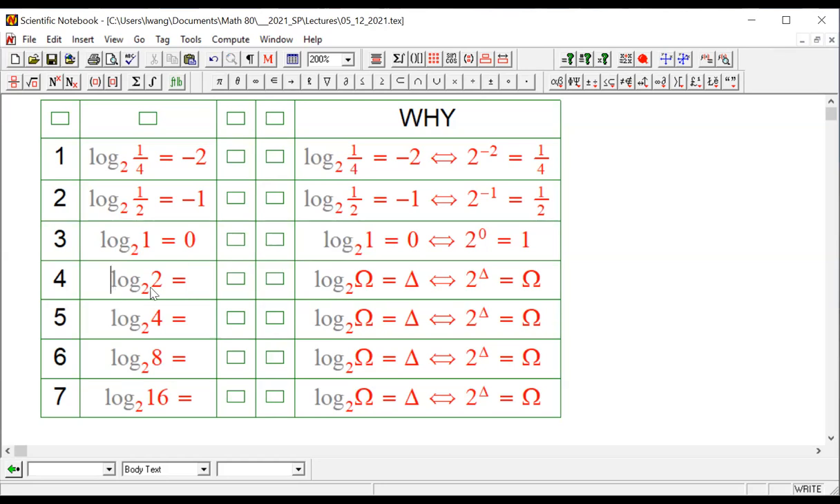Marcelo, what is log base 2 of 2? Marcelo's turn. Marcelo? Did I pronounce your name right? Marcelo or Marcello? No, the fourth one. Number four. Still thinking. Okay, Francisco. Number four. What number should be at the place of the question mark?